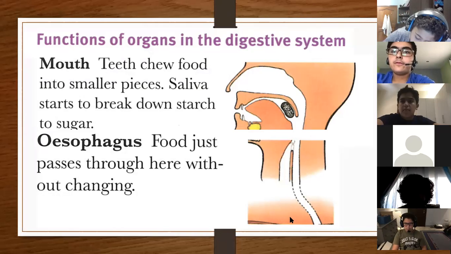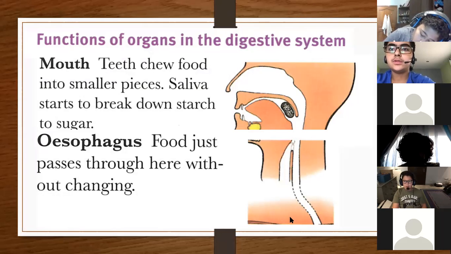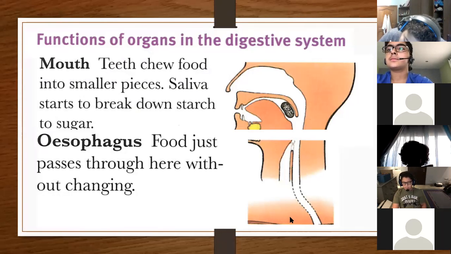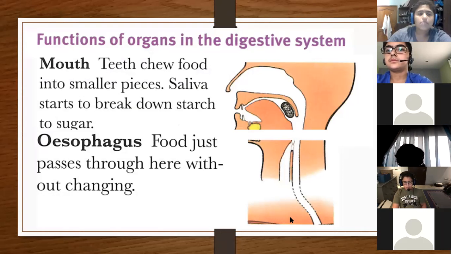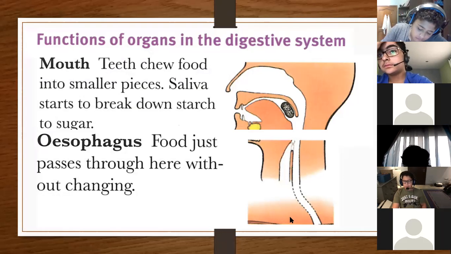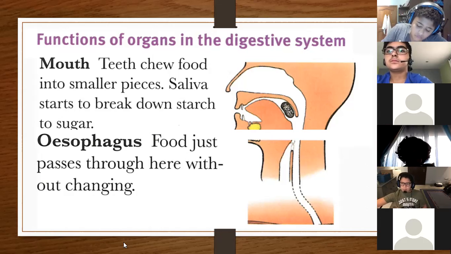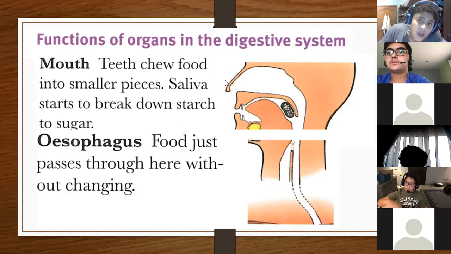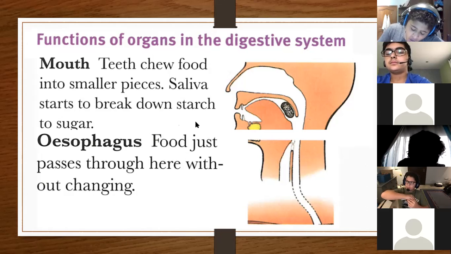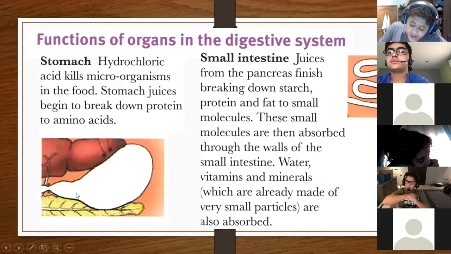Functions of organs in the digestive system: mouth, teeth chew food into smaller pieces, saliva starts to break down starch into sugar. Esophagus, food just passes through here without changing. So the mouth is the part where you're chewing it up, mixing the saliva, and breaking down the starch to sugar. And the esophagus connects the mouth with the stomach. It just passes through it. Nothing difficult about it. So thank you, Abdul Samad. We'll go to the next slide.